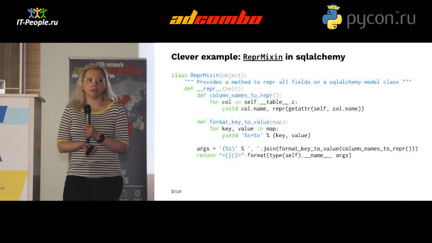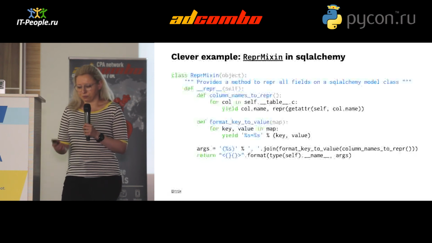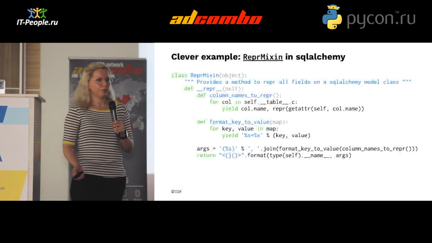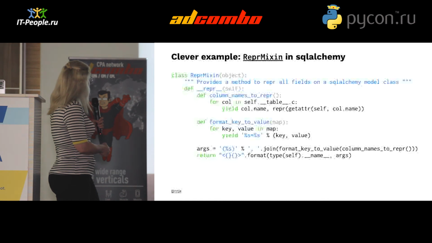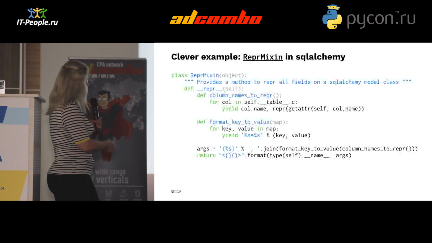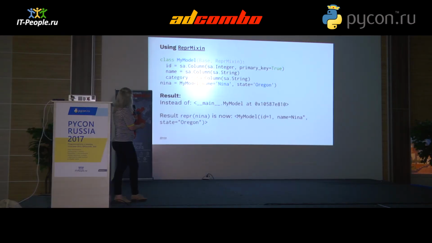I think a particularly clever example of this is a repr mixin. It's present in SQL Alchemy. I don't think it's implemented quite in this way, but it does a little bit of introspection. So it says, give me all the columns in this table, give me the name of the column, give me its value, and return this representation here that kind of lists out all the column names and values. So when we use this mixin, instead of getting that yucky repr, we get a repr of this instance Nina that has the ID and the name and the state without having to implement a repr in all our models.